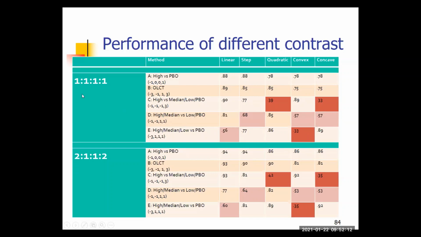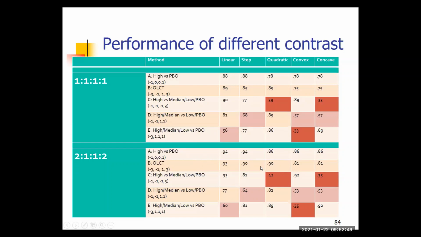Okay, so this is based on a 1 to 1 to 1 to 1 ratio. And if you do a 2 to 1 to 1 to 2 ratio, you can see this kind of power. In both cases, high dose against placebo is still very good. Why? Because if you're assuming monotonicity, of course high dose should be better than placebo, if the drug works. The higher you go, the better chance you can get. Now, OLCT is not bad compared to the high dose against placebo.